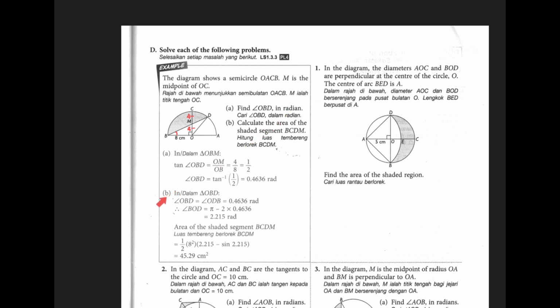Now we look at B. In triangle OBD, we look at the question first. Calculate the area of the shaded segment BCDM.